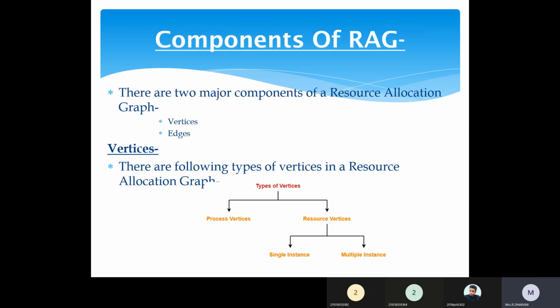So what are the two major components of a resource allocation graph? They are vertices and edges. Vertices are further classified into process vertices and resource vertices, and resource vertices are further categorized into single instance and multiple instance.